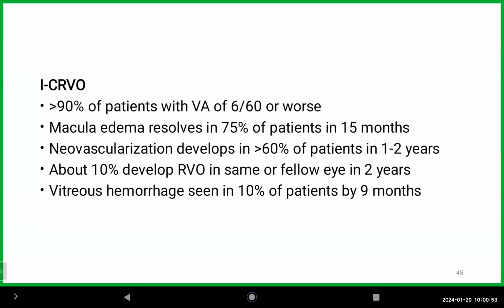However, for the prognosis for the ischemic type, greater than 90% of patients have visual acuity of 6/60 or worse. Macular edema resolves in 75% of patients within 15 months. Neovascularization can develop in greater than 60% of patients in 1 to 2 years. About 10% develop retinal vein occlusion in the same or the fellow eye within 2 years of onset. Vitreous hemorrhage is seen in 10% of patients by 9 months.